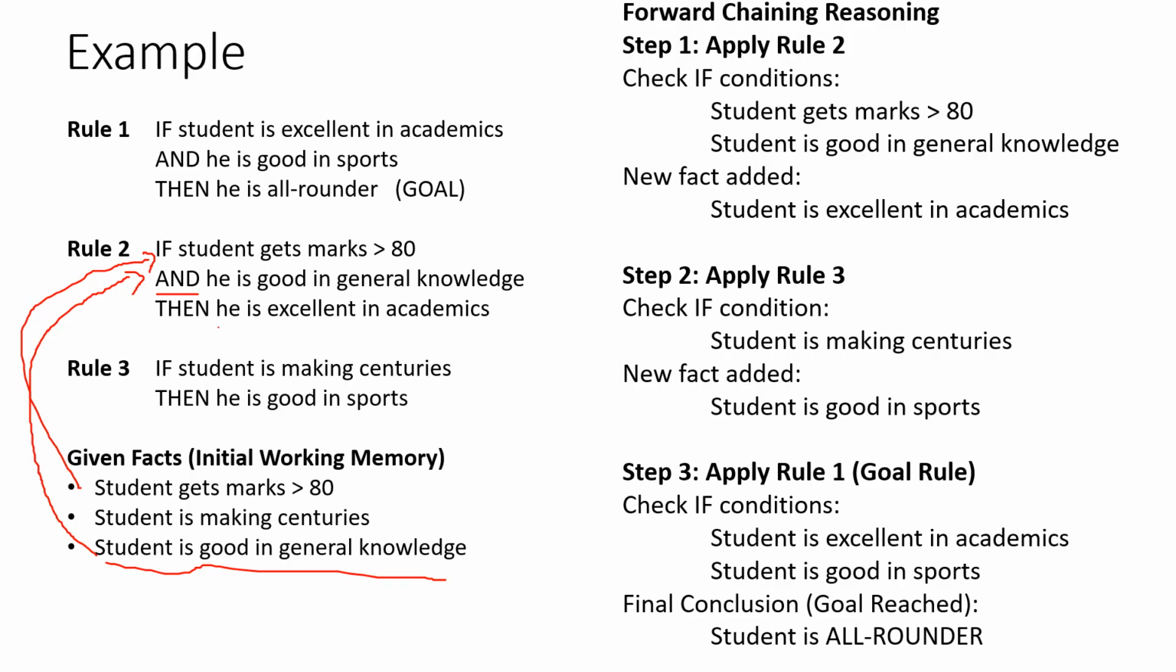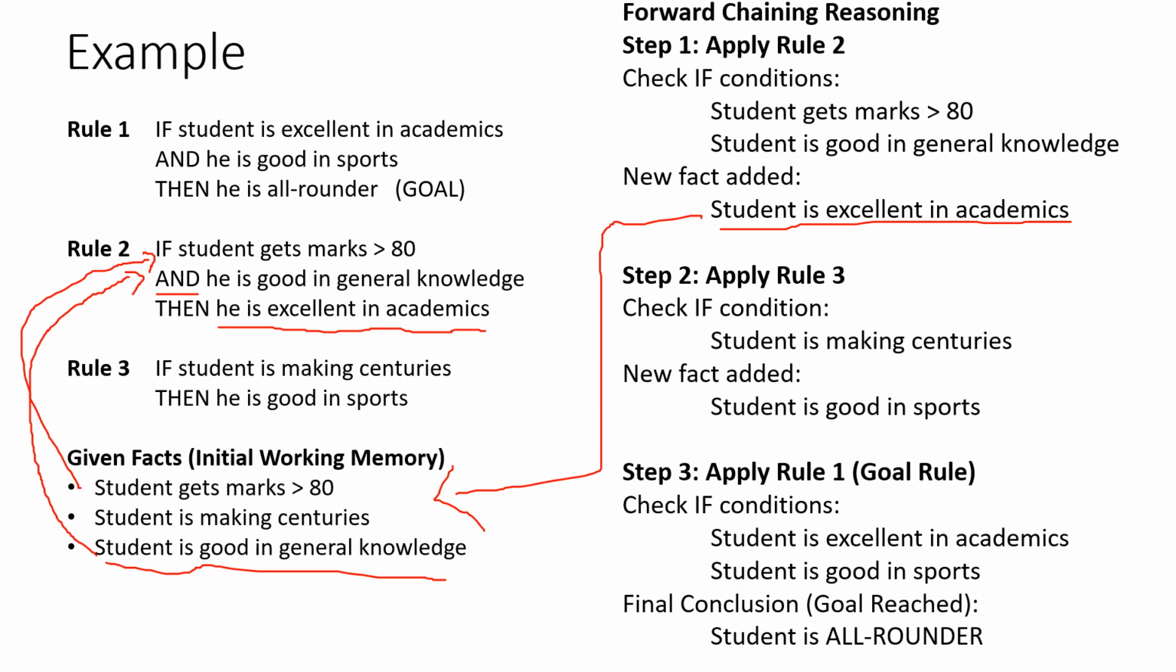So we can fire that he is excellent in academics. So this is the intermediate fact, and this we can add to the working memory. So our new fact is student is excellent in academics. That also we added to the working memory. So that means now we have four facts in our working memory.